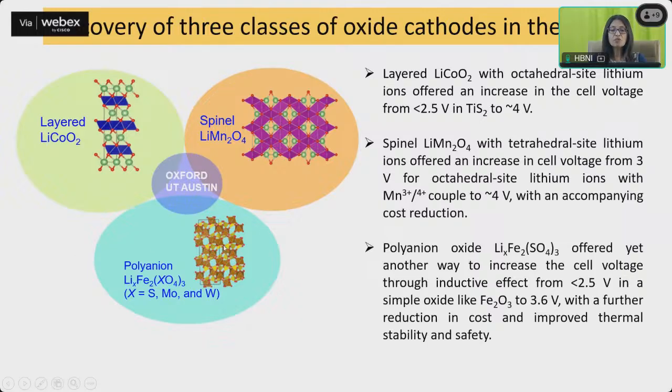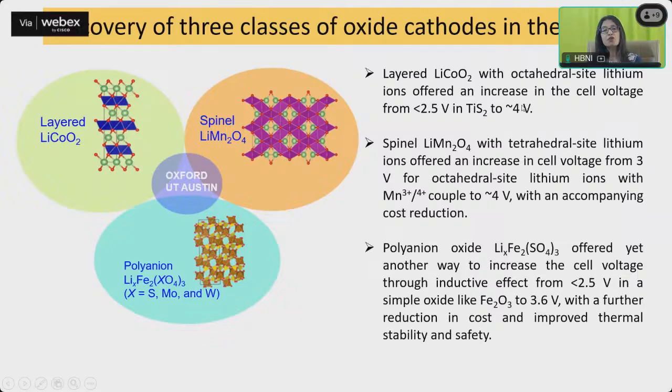And then you have the polyanion class, which is LiXFe2XO4 thrice, where this higher X is nothing but a chalcogen. You can have sulfur, or something like molybdenum or tungsten. These are different kinds of polyanion compounds which are also used as a class of cathode materials. Layered lithium cobalt oxide has octahedral site lithium ions. This offers an increase in the cell voltage from less than 2.5 volts, which you saw in titanium sulfide, to 4 volts for LiCoO2.